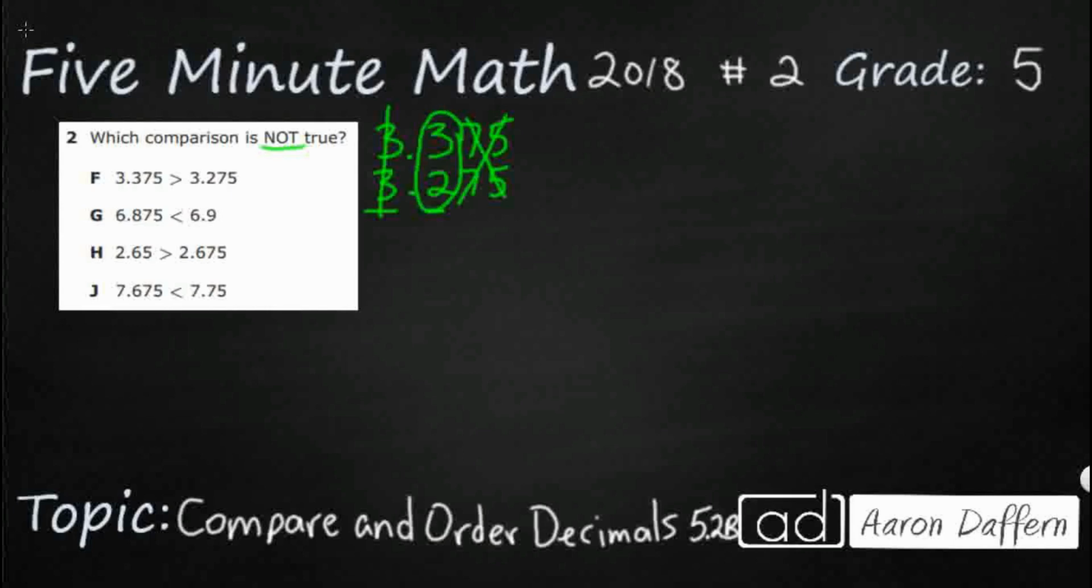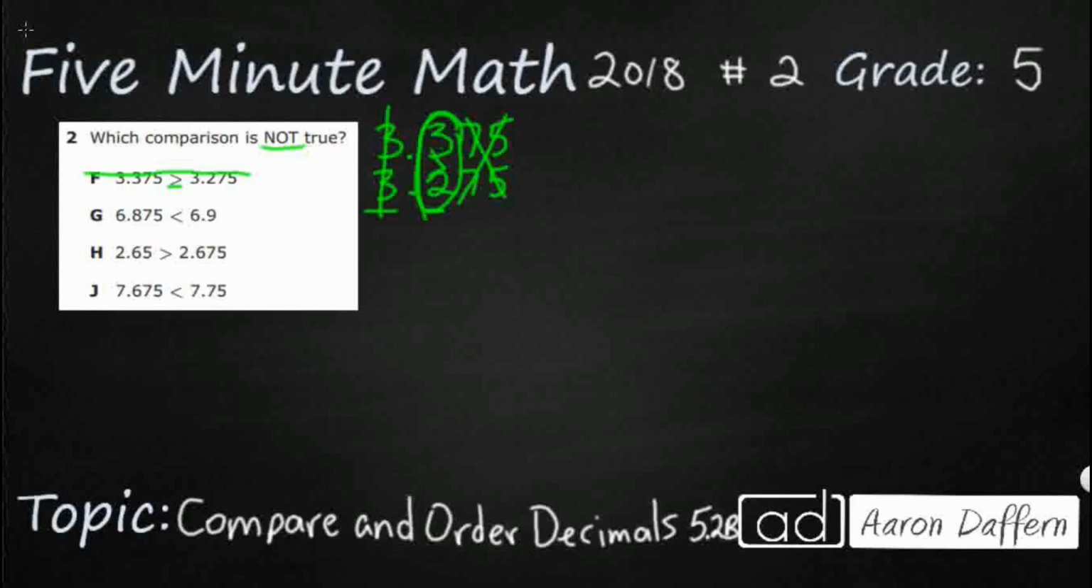And we see that this 3 is larger than our 2. So we can put a little greater than sign right there, reading top to bottom. 3 and 375 thousandths is greater than 3 and 275 thousandths, and it's because that 3 is larger than the 2 in the tenths place, and that's what they've got. So that means this answer is correct. We're looking for the one that is not correct.